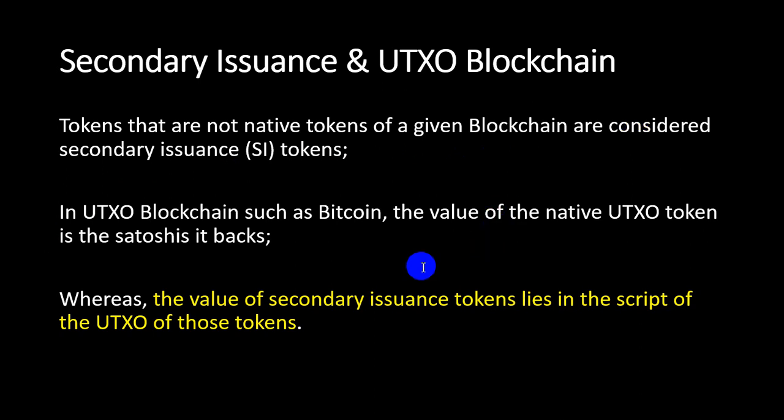In UTXO blockchains such as Bitcoin, the value of the native UTXO token is the self-same satoshis it backs. So if you have an address and that address has some satoshi, the satoshis represent the value of that address and all the UTXOs of that address. But when we have a secondary issuance token, the value of that token lies in the script and not on the satoshis it's backed by. I'll show you why.